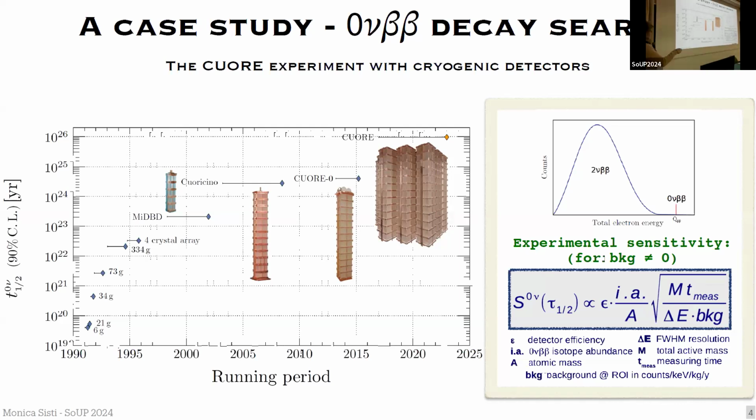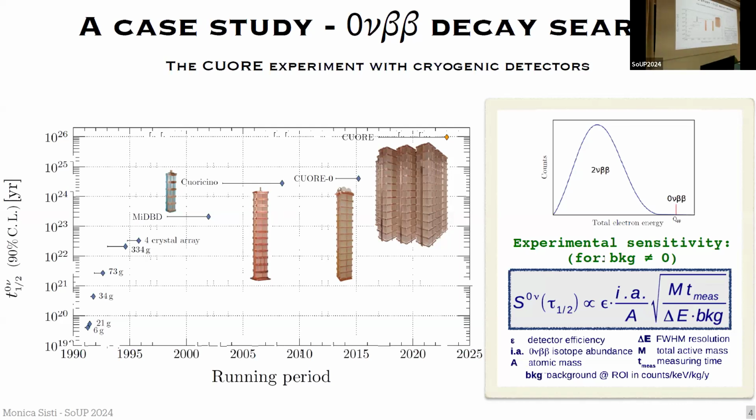So this is the CUORE experiment presently running at Gran Sasso Laboratory. It is an array of almost 1,000 bolometric detectors, so they work at about 10 millikelvin. And these are tellurium dioxide crystals containing tellurium-130, which is a candidate for neutrinoless double beta decay. So double beta decay is an extremely rare process. The 2-neutrino channel has been observed for many isotopes, with half-lives that are higher than 10 to the 18 years.